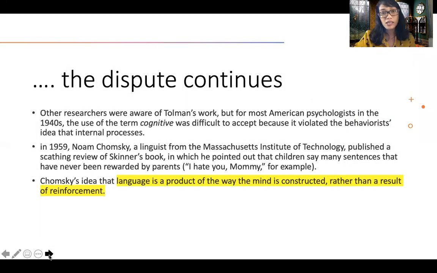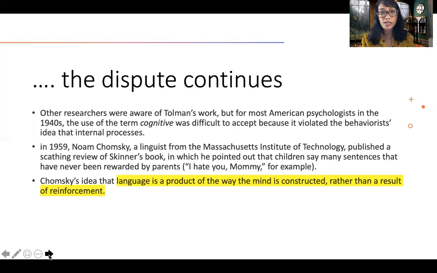Interesting, but even though Tolman's research implicated cognition, it was still difficult to accept because it violated the behaviorist idea, which was very strong in that era. It was difficult to accept that an internal process such as thinking, or cognitive maps inside the head of the rat, was an acceptable topic to study at that time.